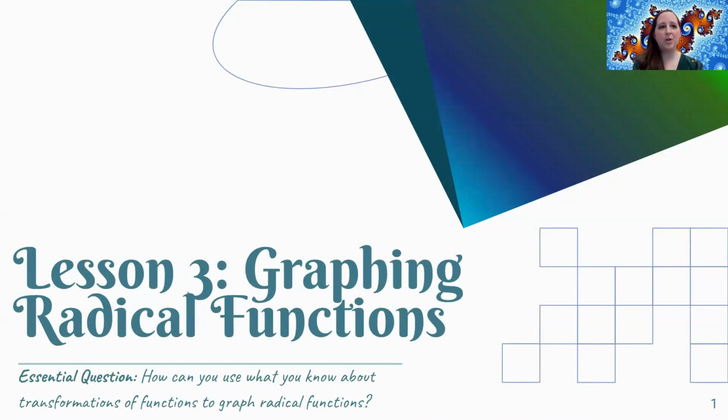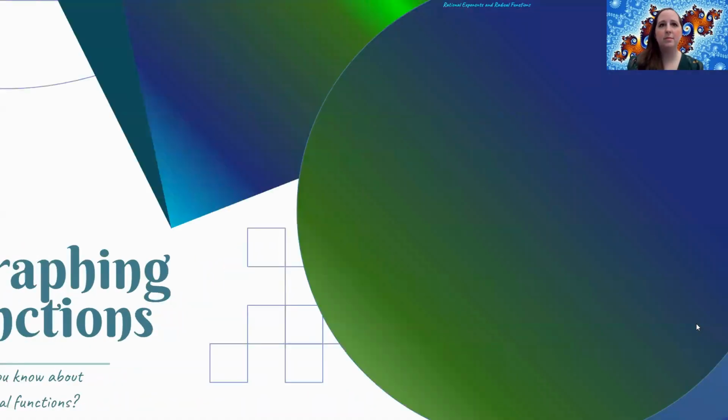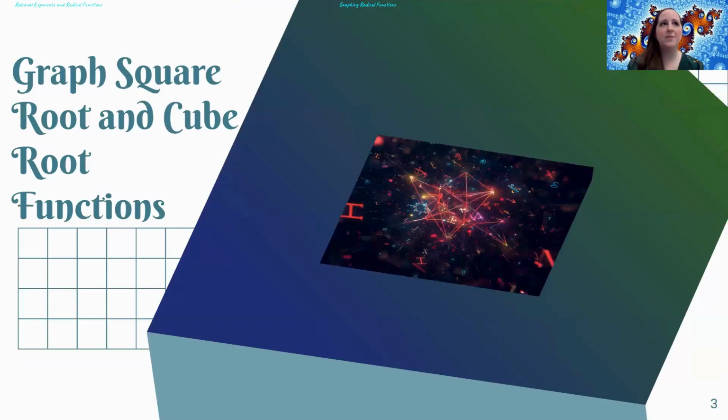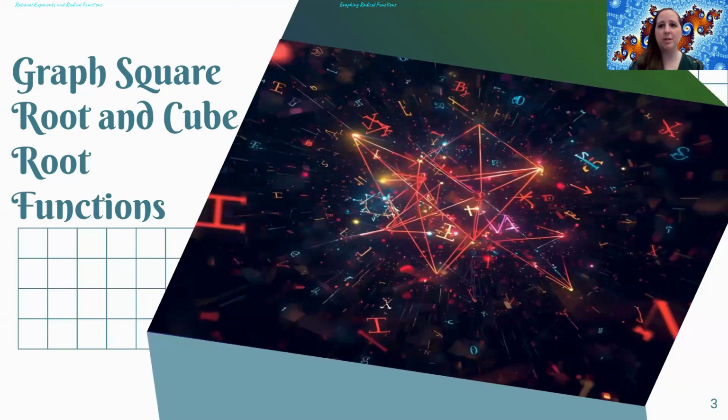Lesson 3, Graphing Radical Functions. Our essential question is, how can you use what you know about transformations of functions to graph radical functions? And here is our table of contents. Graph square root and cube root functions.